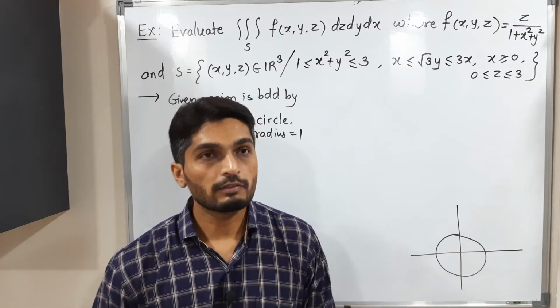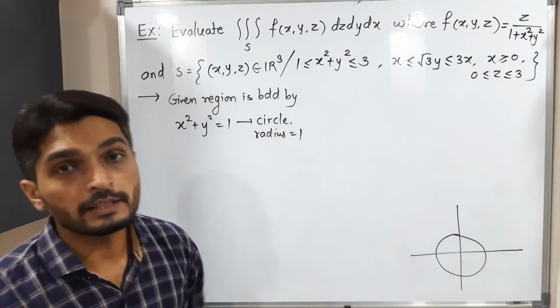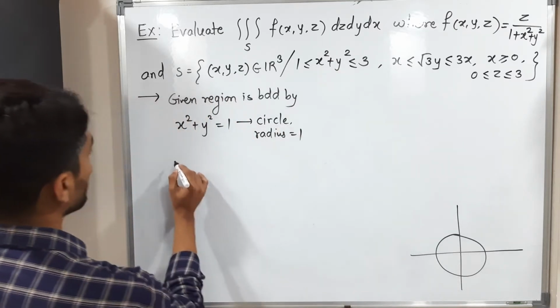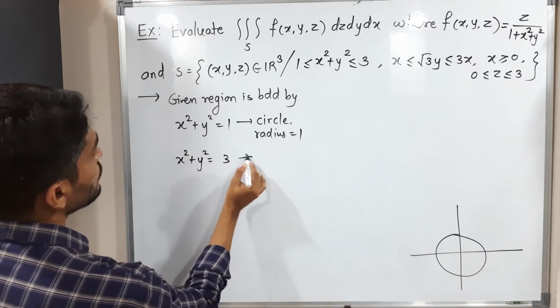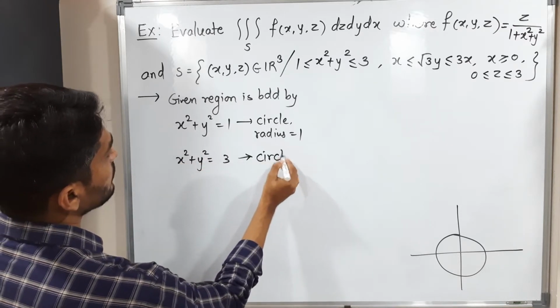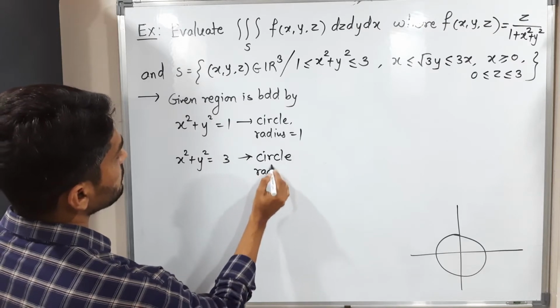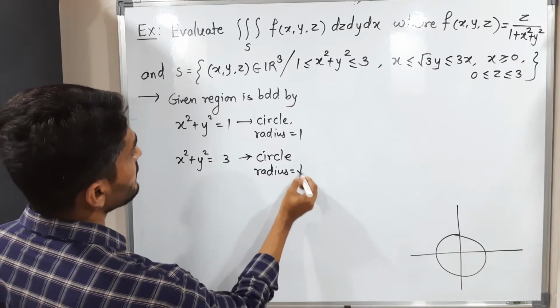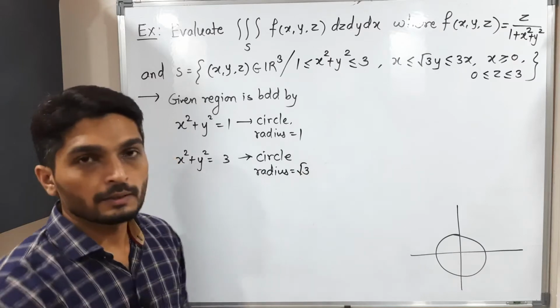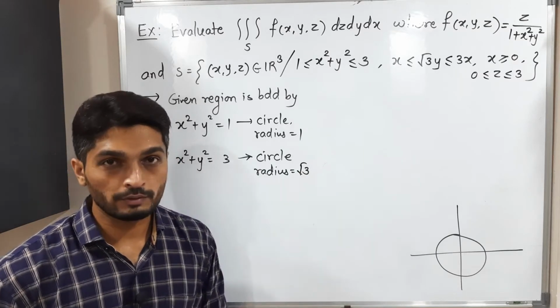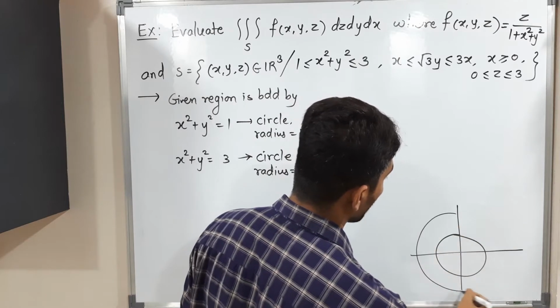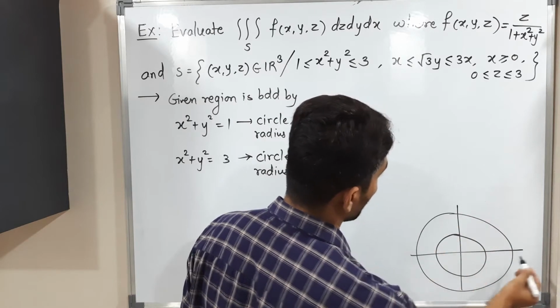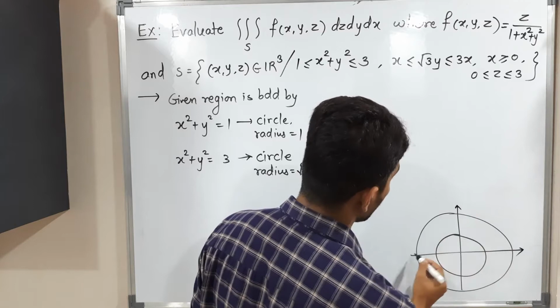After that, if you consider equality here, we will have a circle again: x square plus y square is equal to 3. So this is again a circle. Can you tell me its radius? Its radius is root 3 because 3 is the square of root 3. So we have one more circle having radius root 3. Center is origin again. So this is the second circle we have.